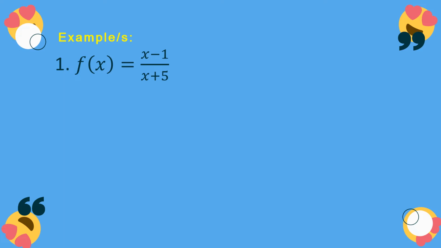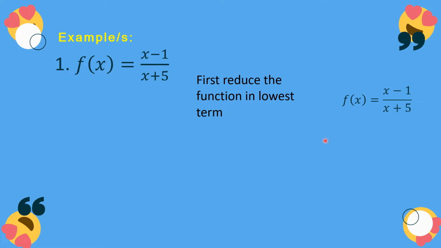Example number 1, f of x is equal to x minus 1 all over x plus 5. So, for us to solve for the vertical asymptote of this, we are going to first reduce the function in the lowest term. So, titingnan ninyo yung function kung naka-reduce na yun sa lowest terms. So, kung naka-reduce na siya sa lowest term, i-copy nyo na lang siya. So, katulad ng ginawa ko, f of x is equal to x minus 5 all over x plus 5.